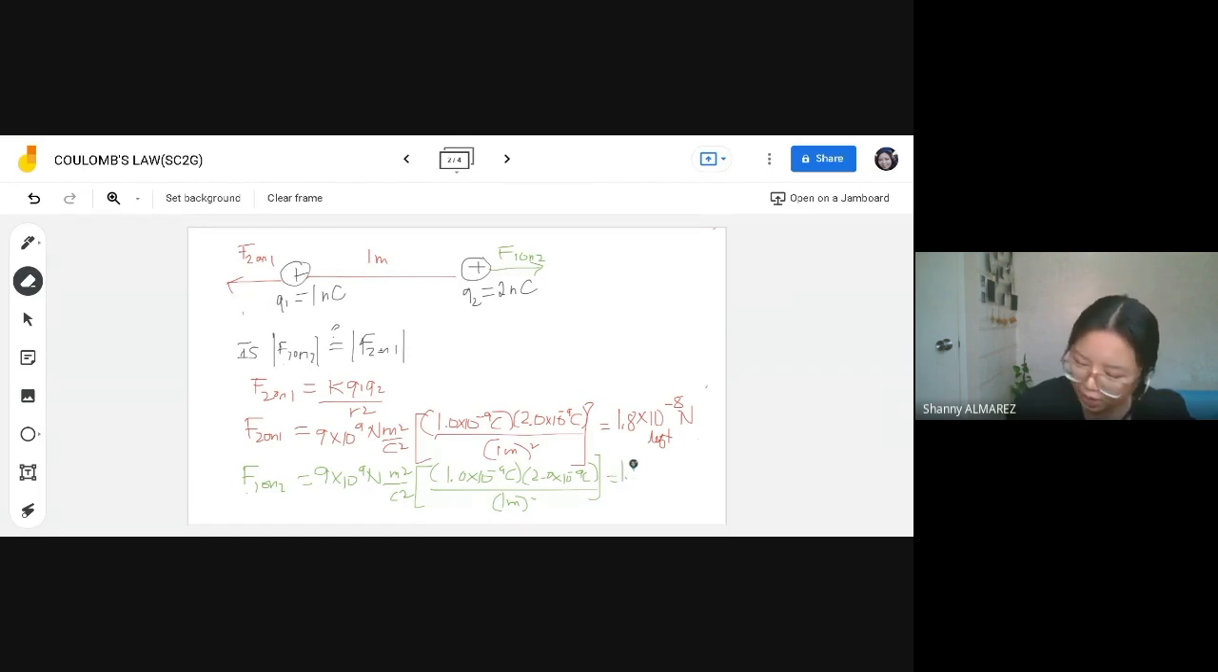So, ibig sabihin, anong correct answer? What is the correct answer to our question? When we increase the charge of the other charge, what happens to the force between them? Meron bang nagiging mas lamang, mas malakas yung attraction, or parehas lang sila ng ibinibigay na force sa bawat isa? Okay, so that's correct. It is still the same. We can still say that the magnitude of the force of the charges are equal, regardless of the amount of charge of the individual charges.